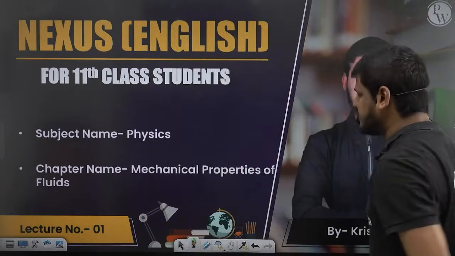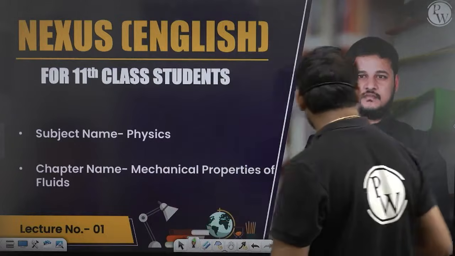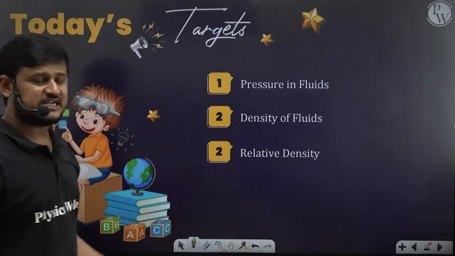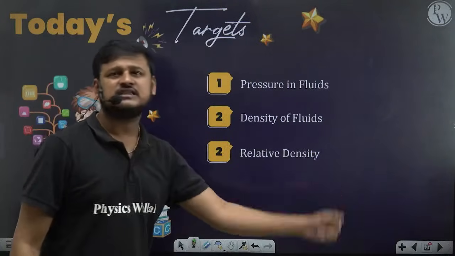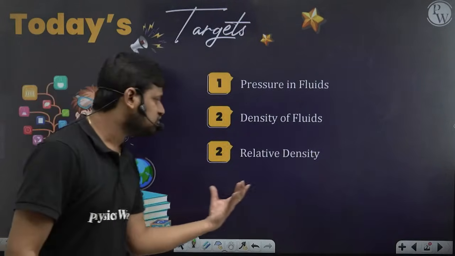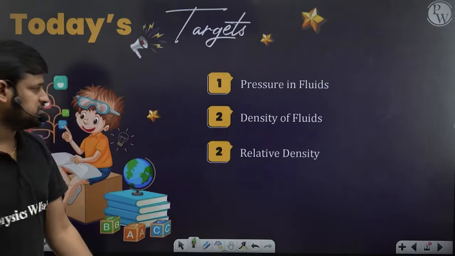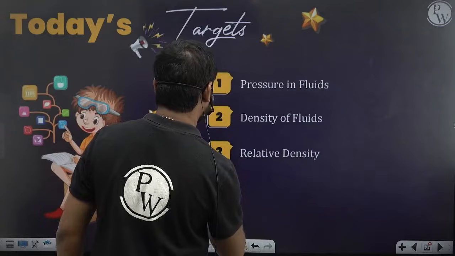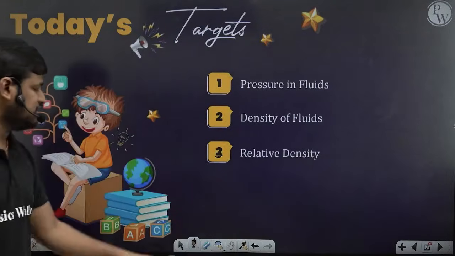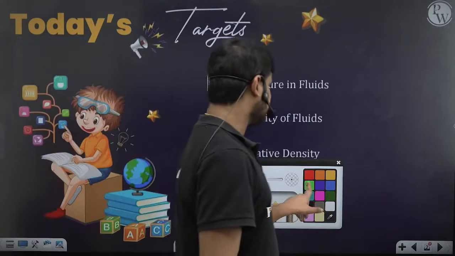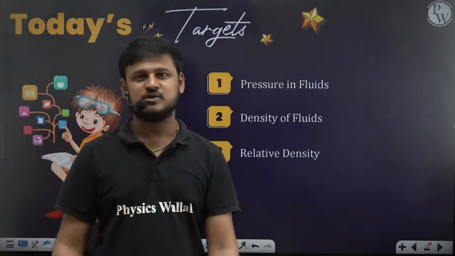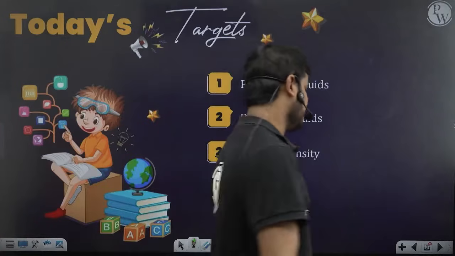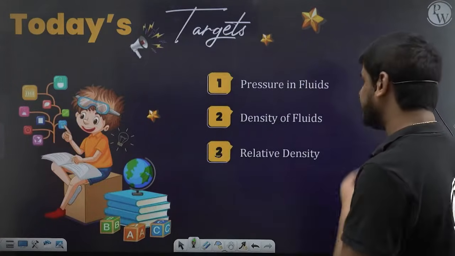So, mechanical properties of fluids, lecture number 1 today. We are going to discuss what pressure in fluids is, the density of fluids, and what relative density is, and we'll also solve the U-tube problems. U-tube problems means not the YouTube on which you are watching the lecture. It's a U-type tube. Okay, chal, let's go for the concept.